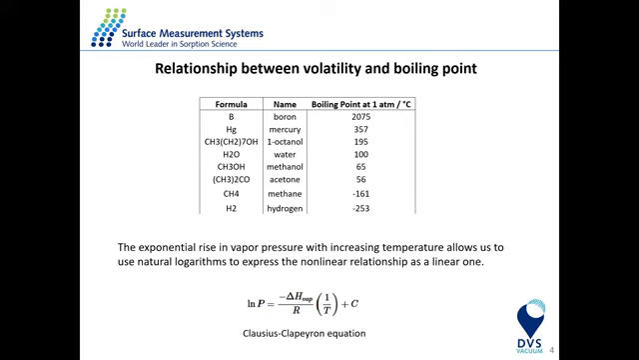And if you use natural logarithms to express this nonlinear relationship as a linear one, we can use the Clausius-Clapeyron equation, where ln P is equal to the heat of vaporization over the universal gas constant R and temperature T, and C is the intercept, the constant for the equation.